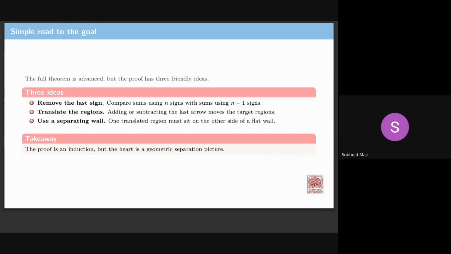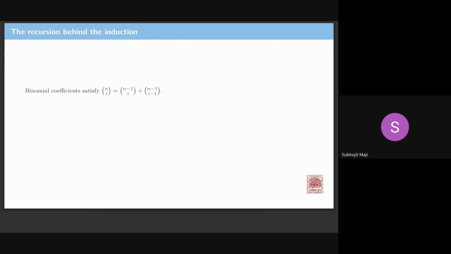So the proof idea is an induction, and the heart of it is a geometric separation picture, right? So moving on to the proof. Now, you know the binomial coefficients satisfy this beautiful recurrence relation.